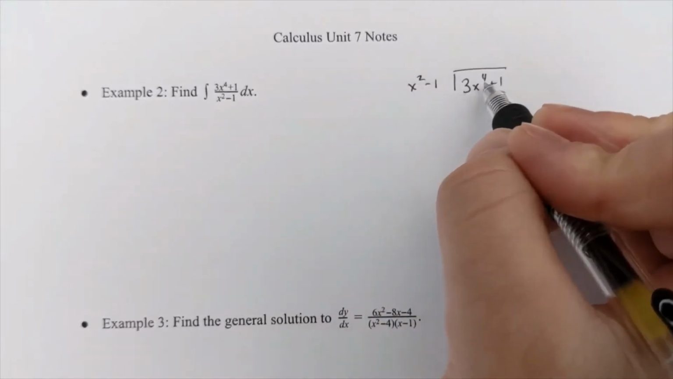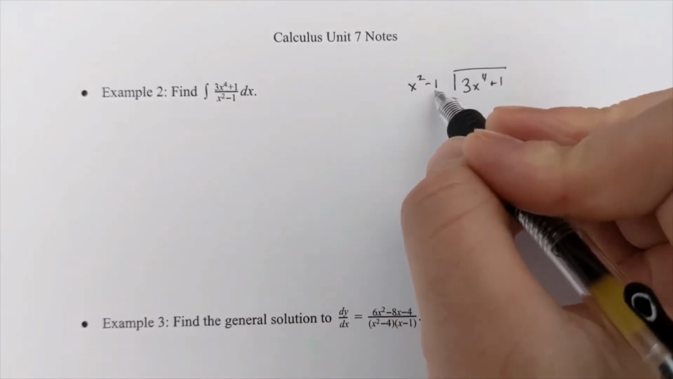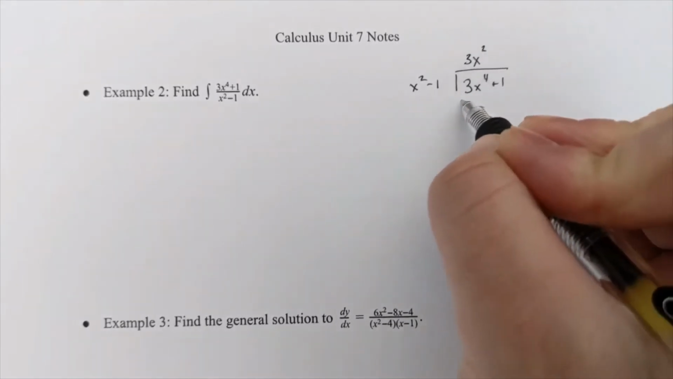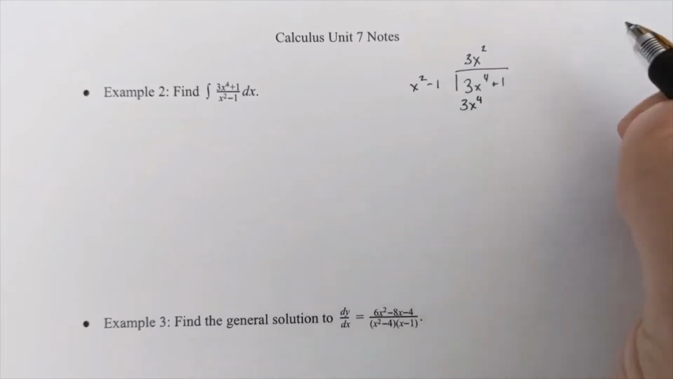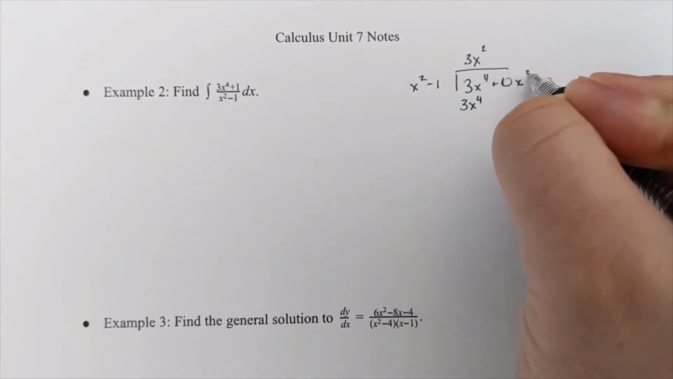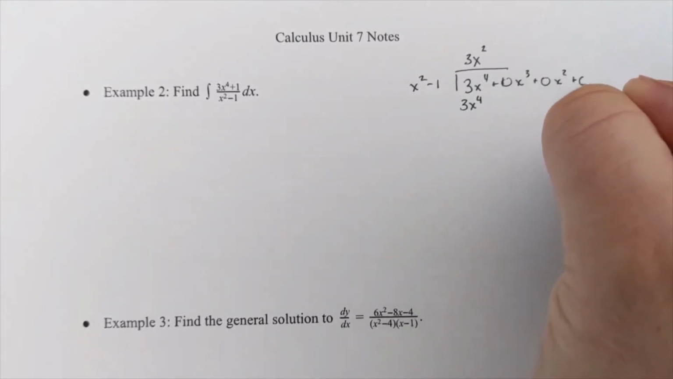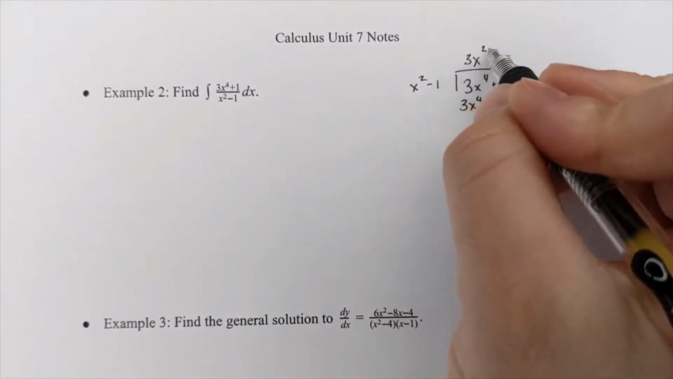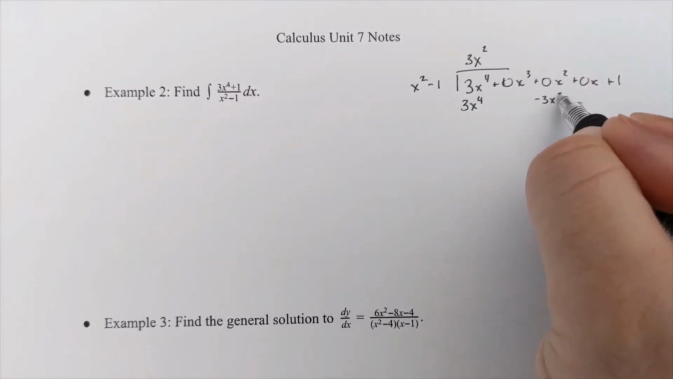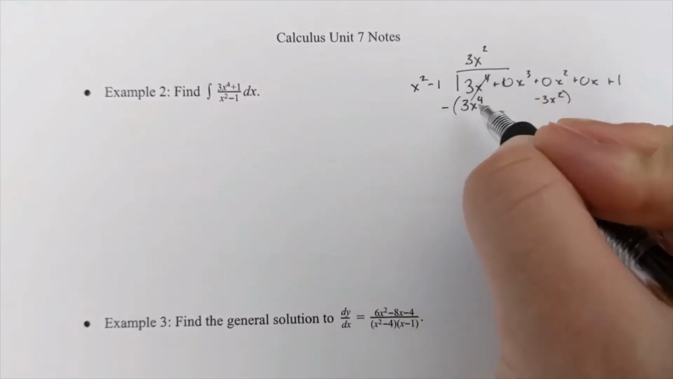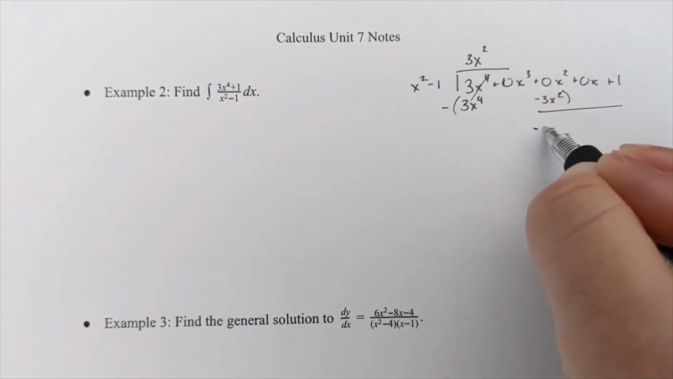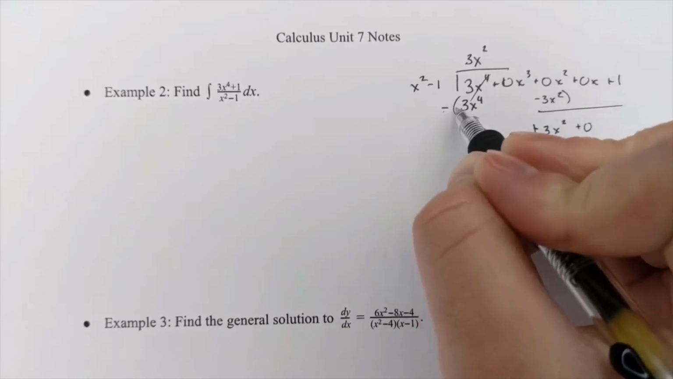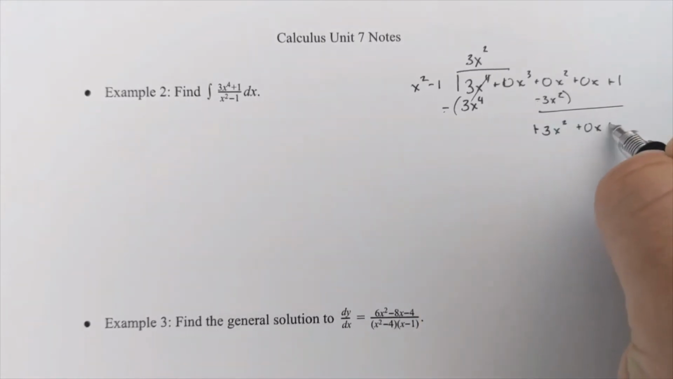So 3x to the fourth plus 1 divided by x squared minus 1. I would need to multiply by a 3x squared. Actually, we're going to fill in the missing values here: plus 0x cubed plus 0x squared plus 0x plus 1. So 3x squared times negative 1 is negative 3x squared. And then we subtract, so those cancel. I get positive 3x squared because I'm subtracting a negative, plus 0x plus 1.